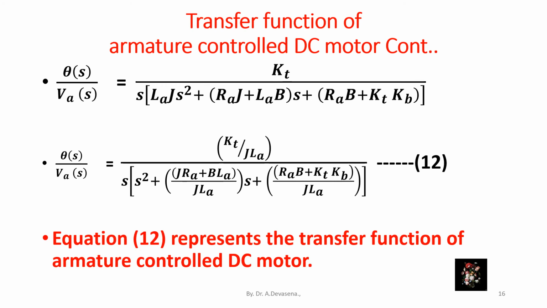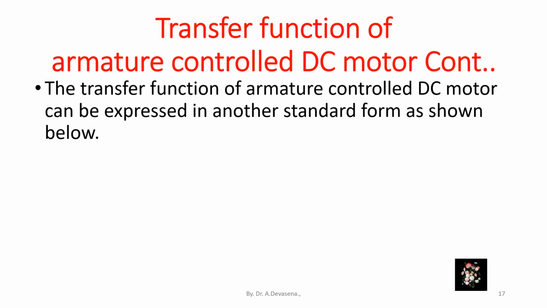Equation 12 represents the transfer function of the armature controlled DC motor. That is, the Laplace transform of the output variable divided by the Laplace transform of the input variable. For the armature controlled DC motor, the transfer function is obtained by θ(s) divided by V_A(s). This is indicated in equation 12. The transfer function can be expressed in another standard form as shown below.